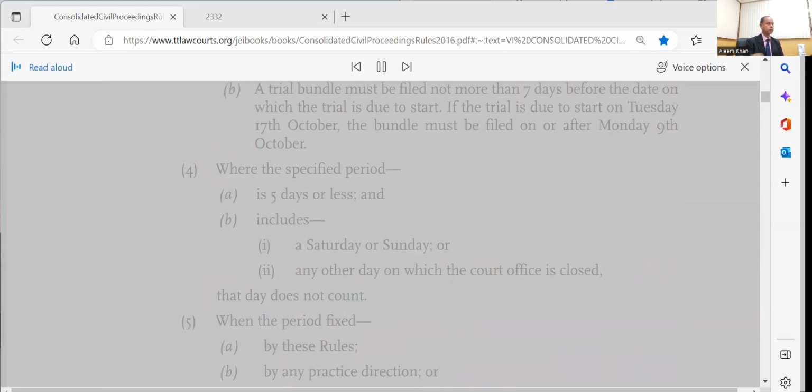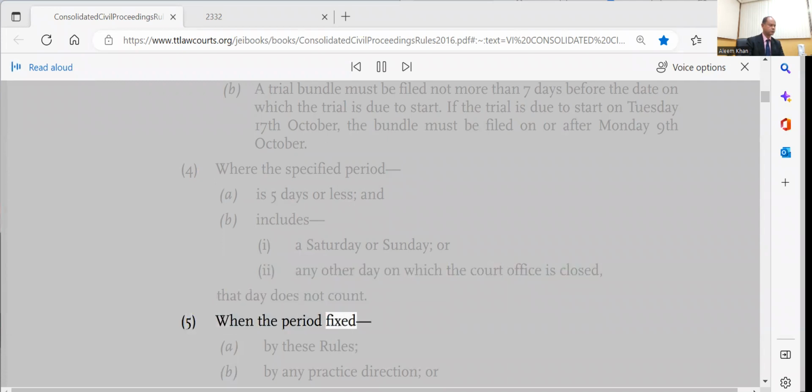(b) A trial bundle must be filed not more than 7 days before the date on which the trial is due to start. If the trial is due to start on Tuesday, October 17th, the bundle must be filed on or after Monday, 9th October. 4. Where the specified period (a) is 5 days or less, and (b) includes a Saturday or Sunday, or any other day on which the court office is closed, that day does not count.